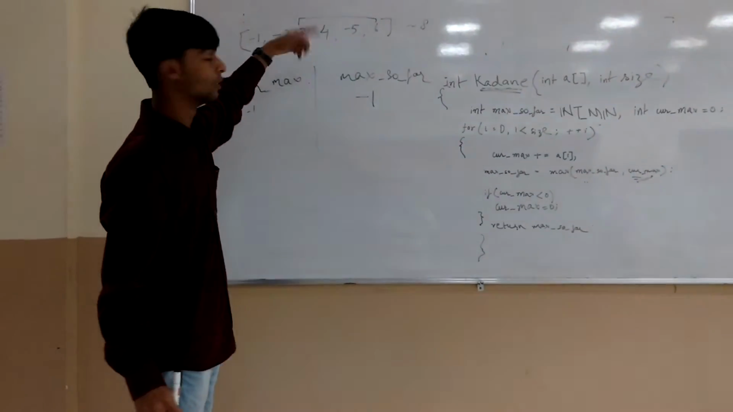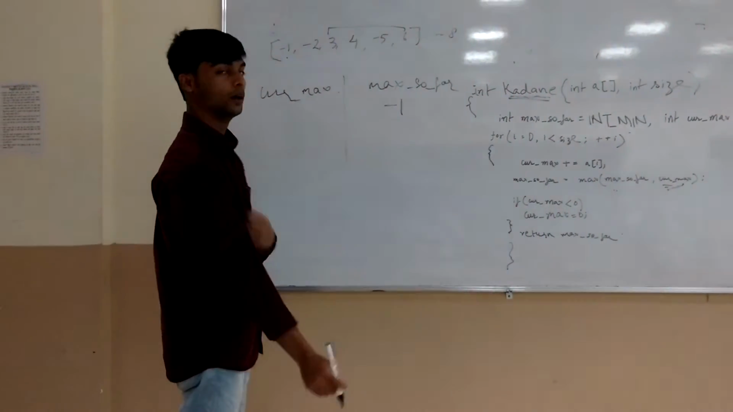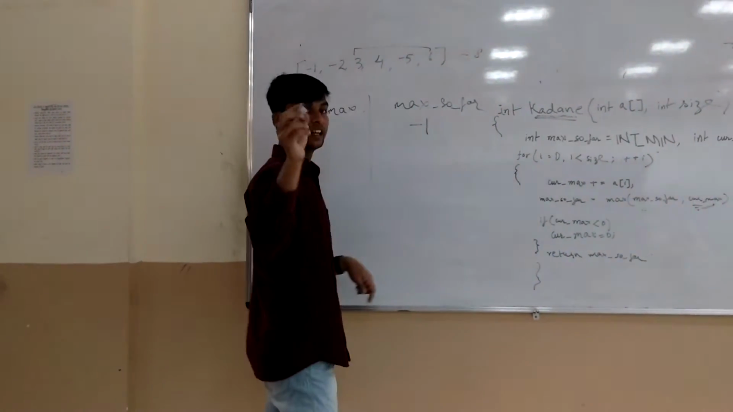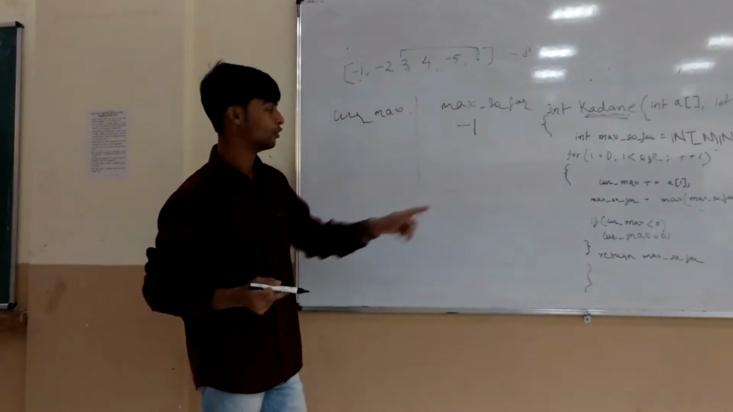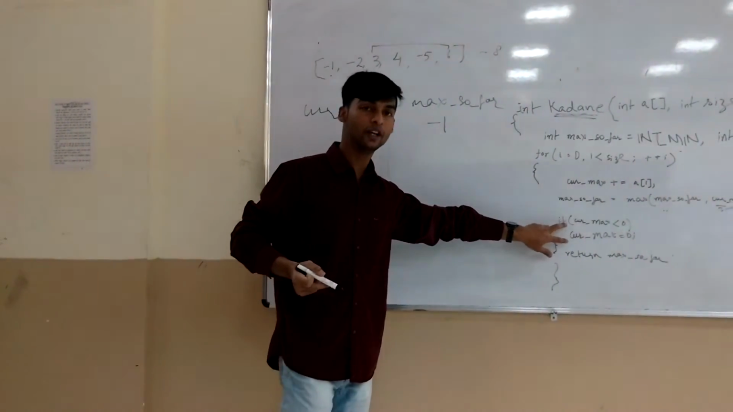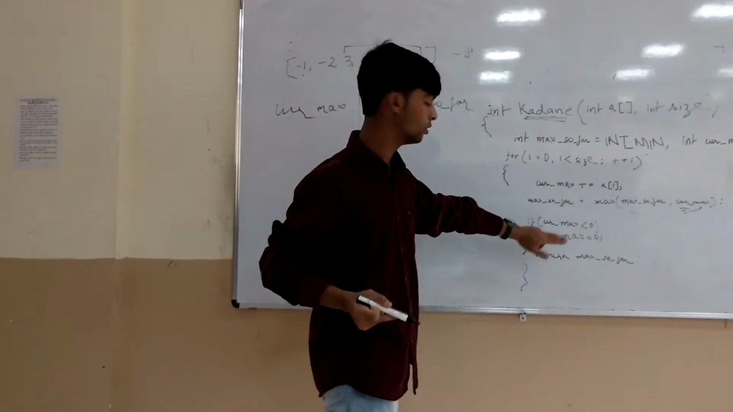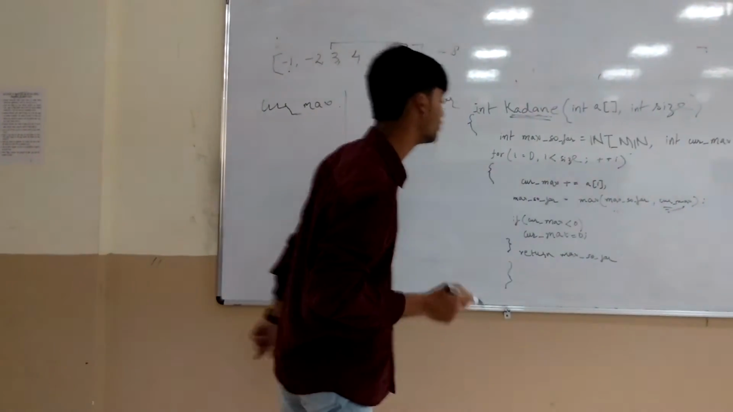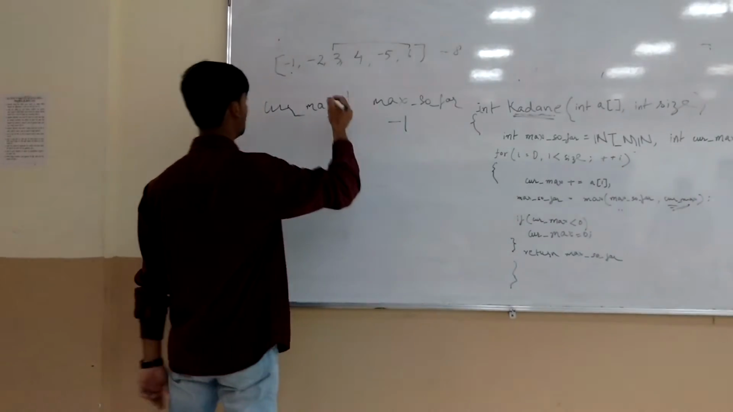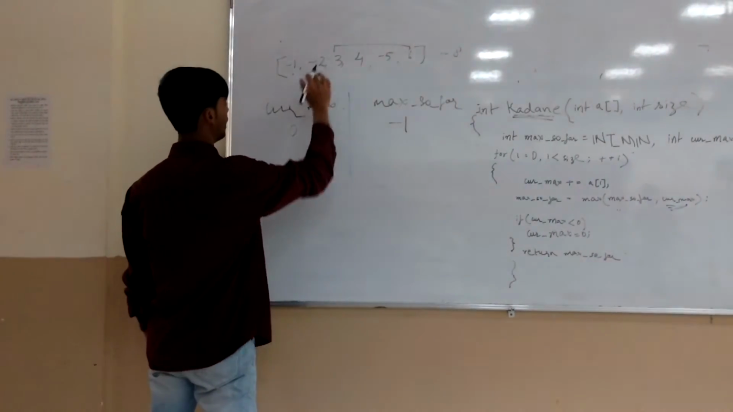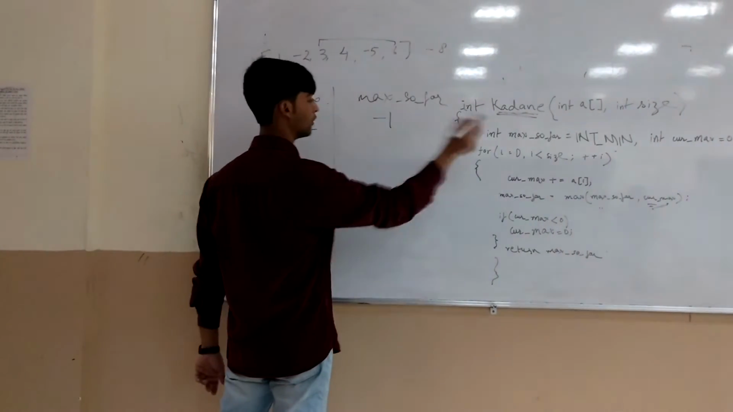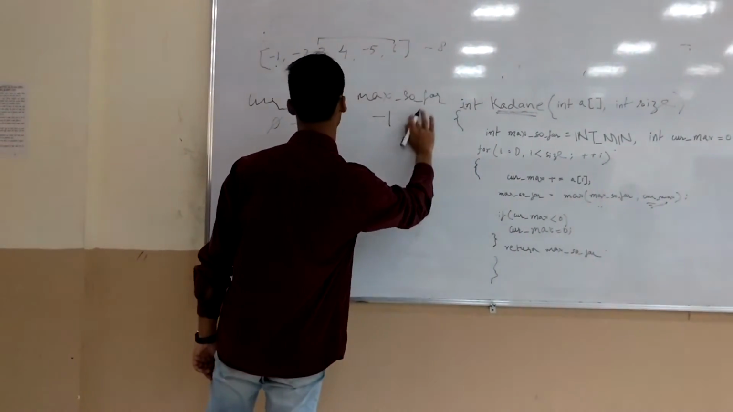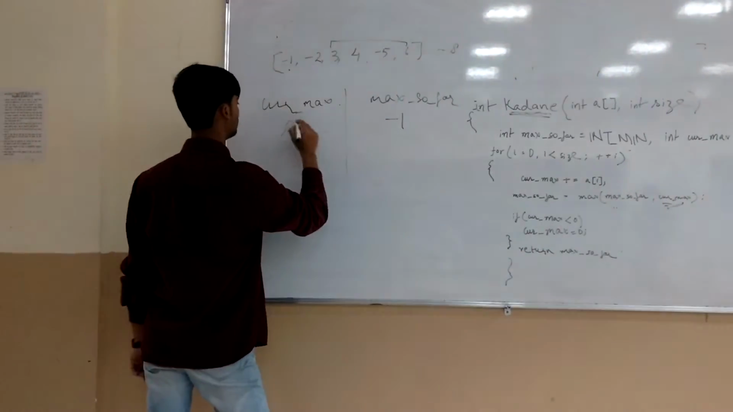Proceeding to the next, since at this point current max is less than 0, we have to initialize it to 0. Why? Because adding a negative number to any number will obviously make it smaller. So at every point, after every iteration, when current max is less than 0, we are going to again initialize this to 0. So again current max is initialized to 0. Now at the next point, current max would be -2, which is less than max so far, so max so far remains -1. And again it is initialized to 0.